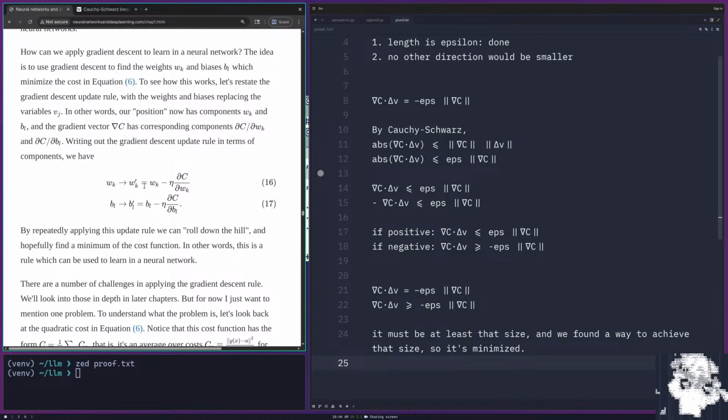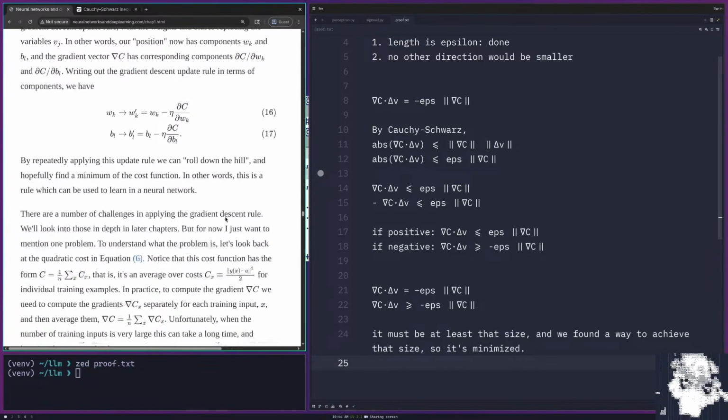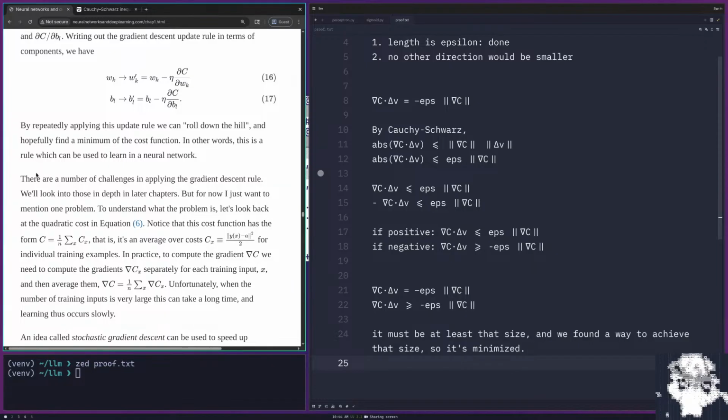So this is the same as what we saw before, but B and W are replacing V. By repeatedly applying this update rule, we can roll down the hill and hopefully find a minimum of the cost function. In other words, this is a rule which can be used to learn in a neural network. There are a number of challenges in applying the gradient descent rule. We'll look into those in depth in later chapters. But for now, I just want to mention one problem.